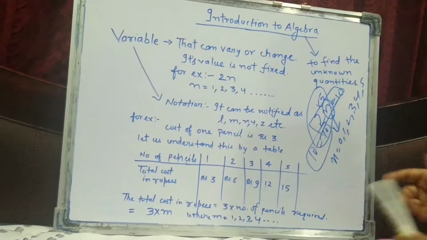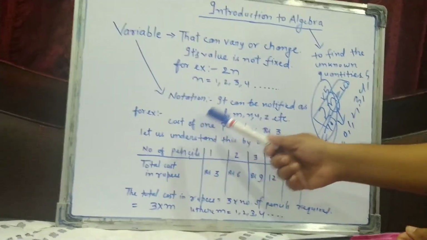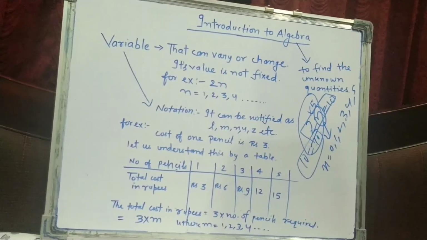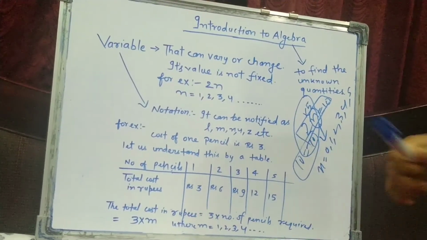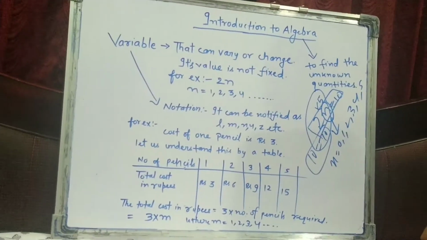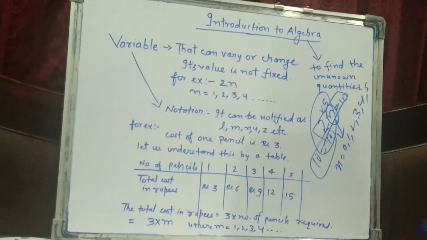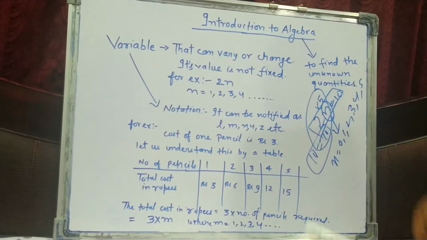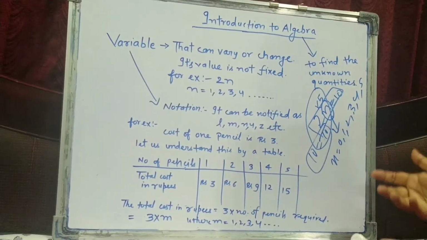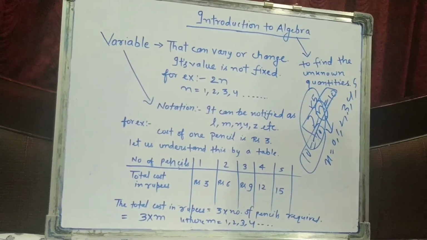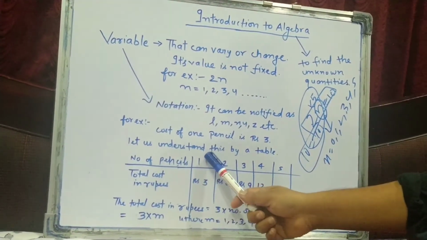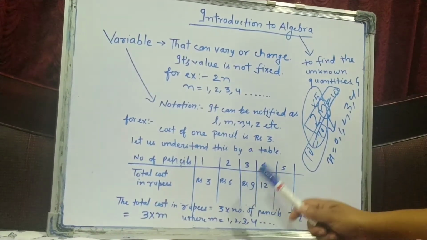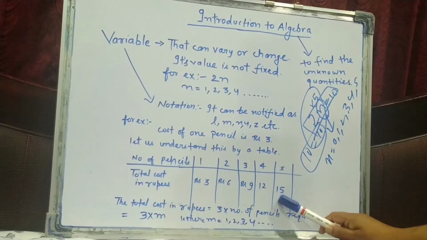See how it works. The cost of one pencil is rupees 3. If somebody asks you what will be the cost of 3 pencils, 4 pencils, 5 pencils, you can easily find out. You will find one expression. If the cost of 1 pencil is rupees 3, the cost of 2 pencils is rupees 6, 3 pencils is 9, 4 pencils is 12, 5 pencils is 15.